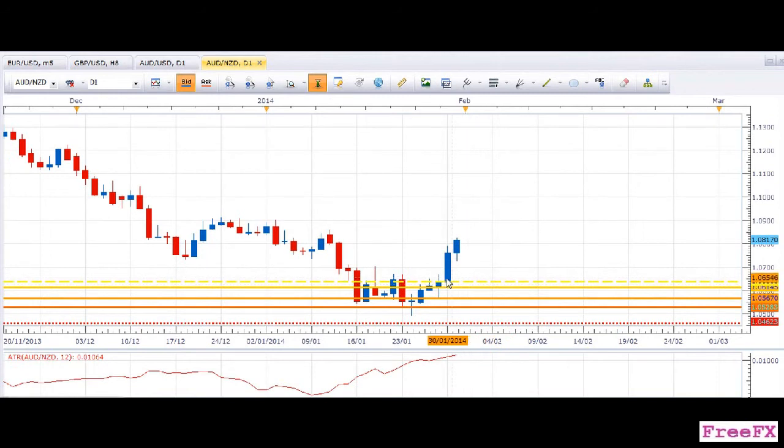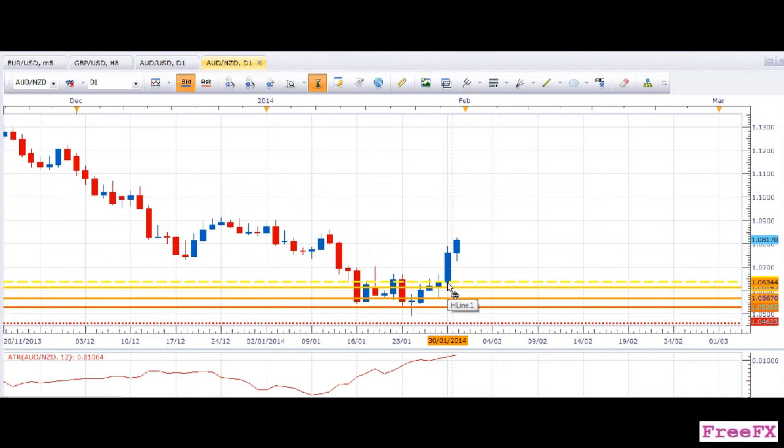What are the levels of support and resistance? Okay, so for the 30th of January, which was the Wednesday, and this was the, yeah, that's right. So for the Thursday and Friday. Okay, so the Thursday and the Friday.